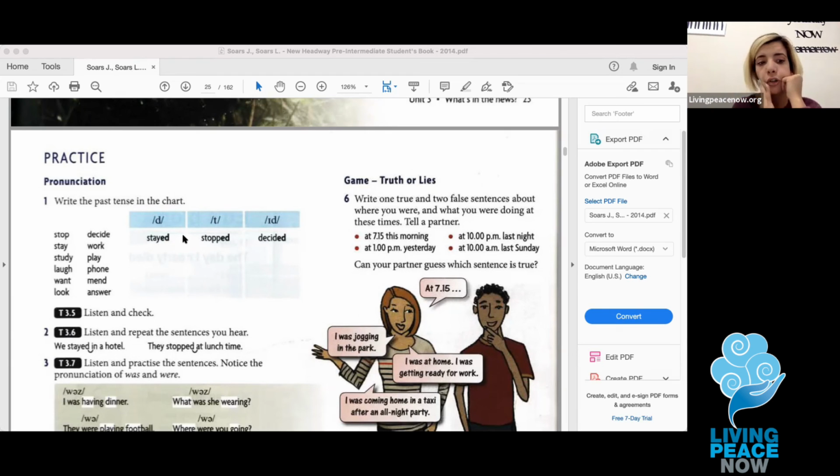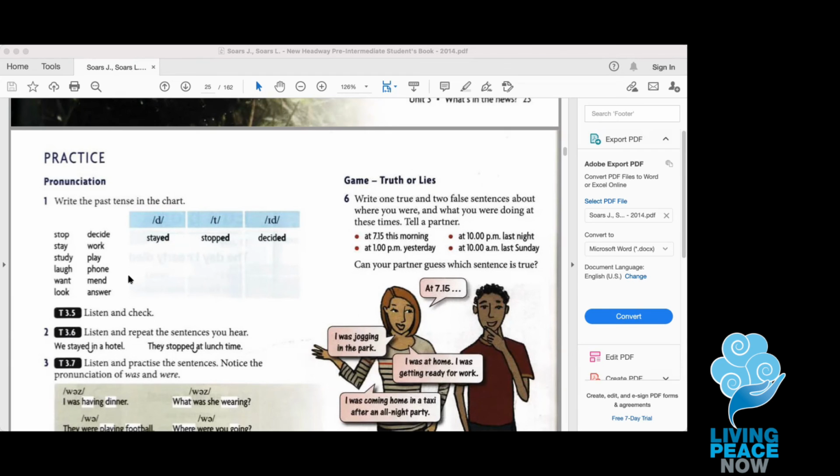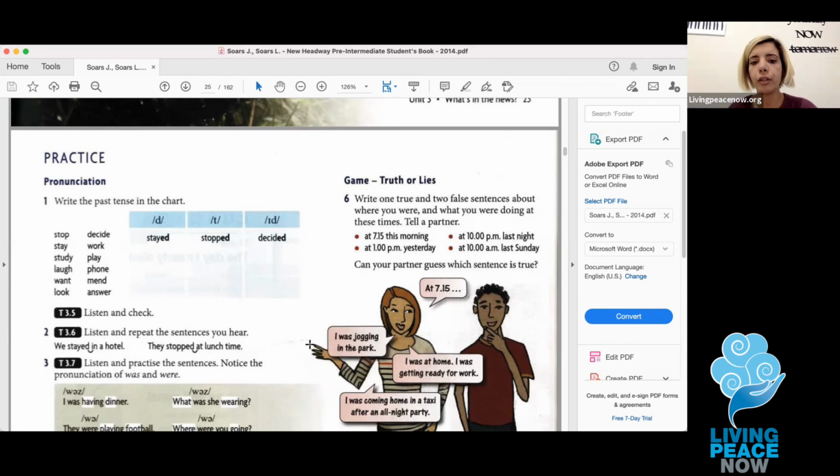I put the picture. What's the website, ma'am? I don't have one. It's www.livingpeace.org. I will take you there, and I will show you where the lesson is. Okay, ma'am.